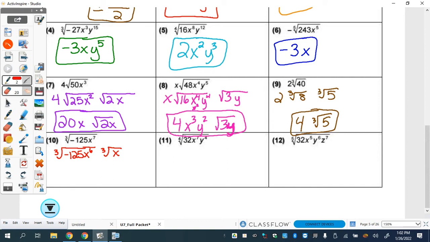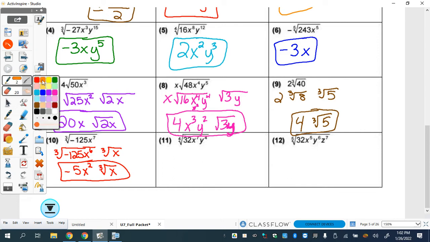So the cube root of negative 125 is going to be negative 5. Divide our exponents. So we get x squared. And then we still have our cube root of x. Okay.